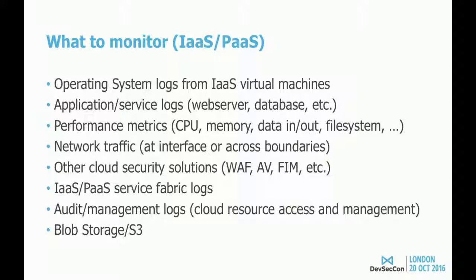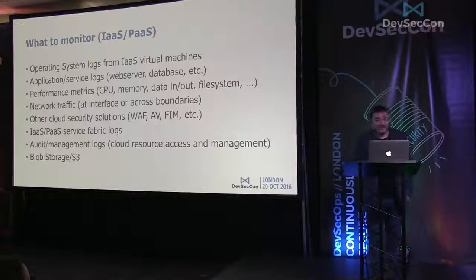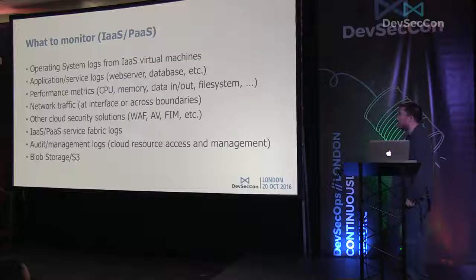What's good to monitor in cloud environments? Of course, if you have any virtual machines, any IaaS instances or worker roles, you should monitor operating system logs, and that's like traditional monitoring. You get the logs from Windows, Linux, or whatever. Anything also coming from web servers, databases, and other application layer software, you should monitor too if you can. Performance metrics are maybe not so relevant from a security point of view, such as CPU, memory, throughput, etc.